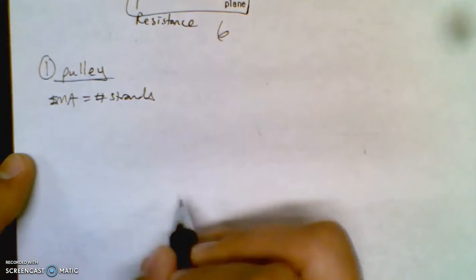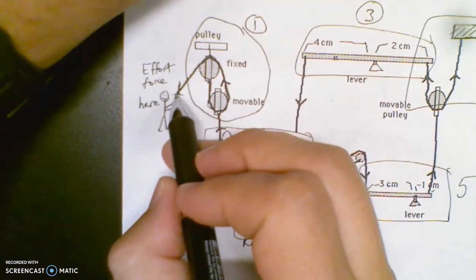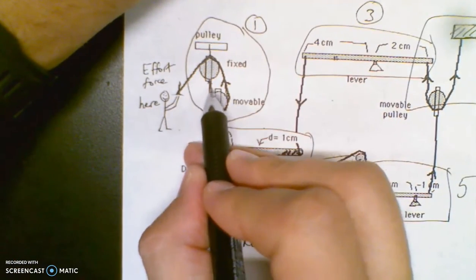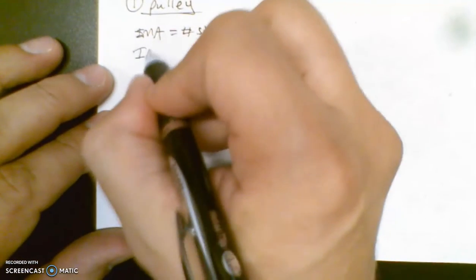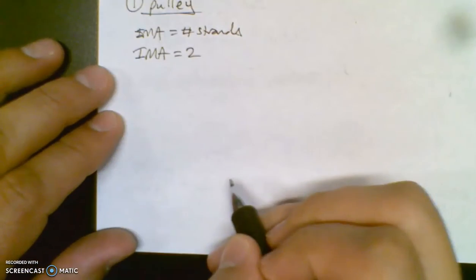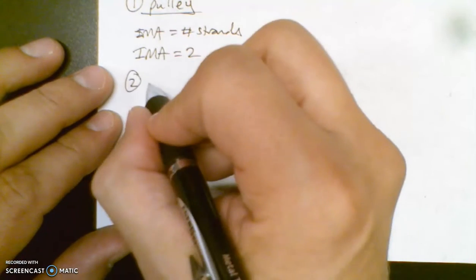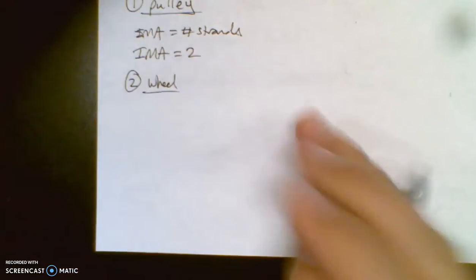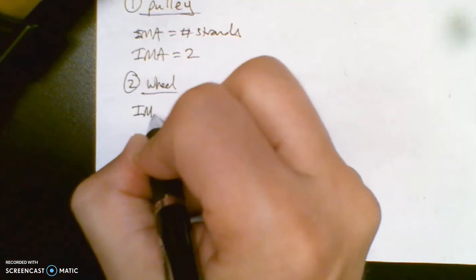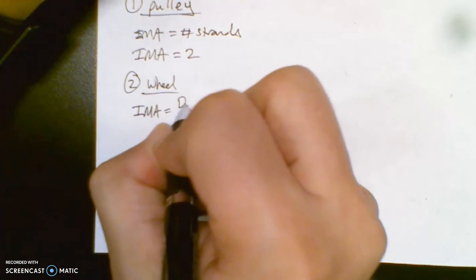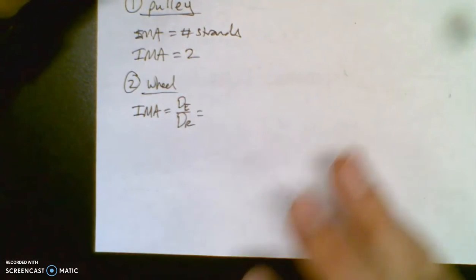I want you to write the formula out, and then if I look at this, remember if I'm pulling down, I'm not counting that strand, so really there's two strands for your IMA. So I already got one of them. Boom, one down. My second machine is a wheel and axle. Right? So I moved to my second machine. And for wheel and axle, it's not strands, it's IMA equals DE over DR. Most formulas are IMA equals DE over DR, except for pulleys and screws.